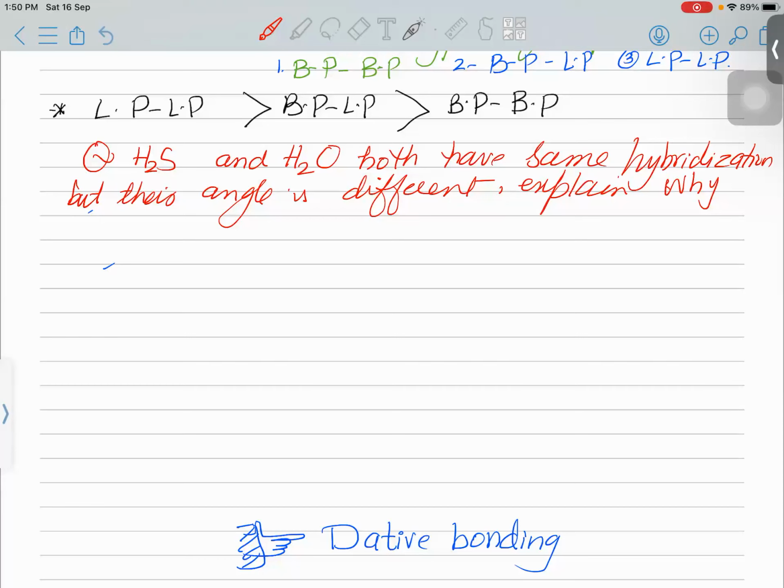Now look at the structure. This is water. This is sulfur. Now, can you tell me the difference between H2O and H2S? Oxygen and sulfur both are in the same group. Both have two lone pairs. Can you tell me why the angle is different? Why is the shape different?